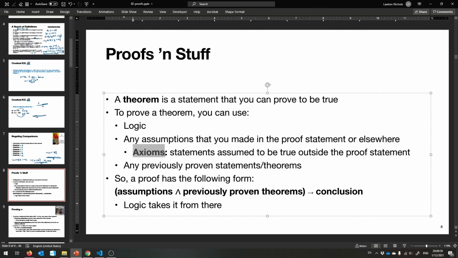Some special kinds of statements that exist outside and are just assumed to be true are called axioms. Like, it's an axiom that 0 is a number and it exists. That could be taken as an axiom if you wanted to. Those are assumptions that exist outside the proof statement, so not the hypotheses, but still something you assume to be true. You can also use any previously proven statements or theorems, which is really nice because then you can build all of mathematics one by one.